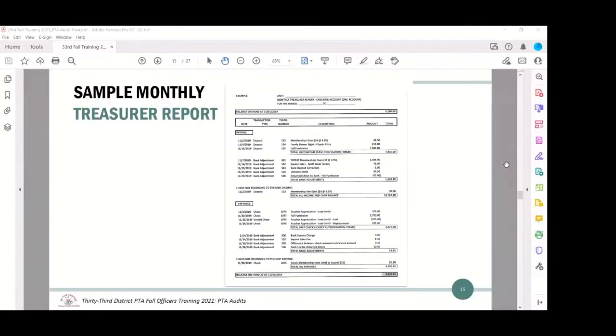This is a sample of what your monthly treasurer report should look like. This example is from November of 2019. As you can see, it shows all the income coming in, your deposits, your bank adjustments, and then all of your expenses as well. You need to list all of your checks, and on this one too, bank adjustments going out. This treasurer report should account for everything that happens during the month. So this one should be from the beginning of November until the end. It should include everything, including outstanding checks.